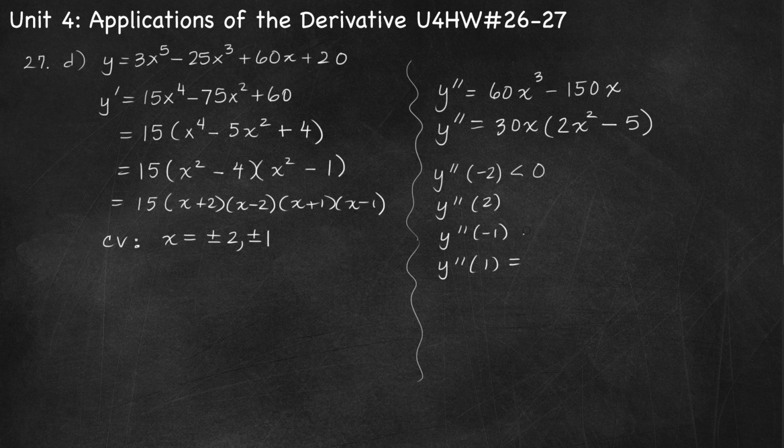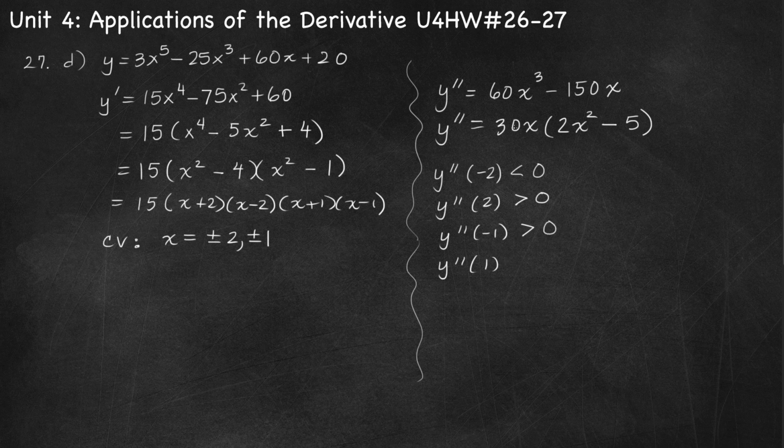And I should be able to do that for the rest of these without actually having to calculate. So at positive 2, 30 times 2 is positive. 2 times 2 squared is 8 minus 5 is positive. Positive times positive is positive. At negative 1, 30 times negative 1 is negative. Negative 1 squared times 2 minus 5 is negative. So negative times negative is positive.